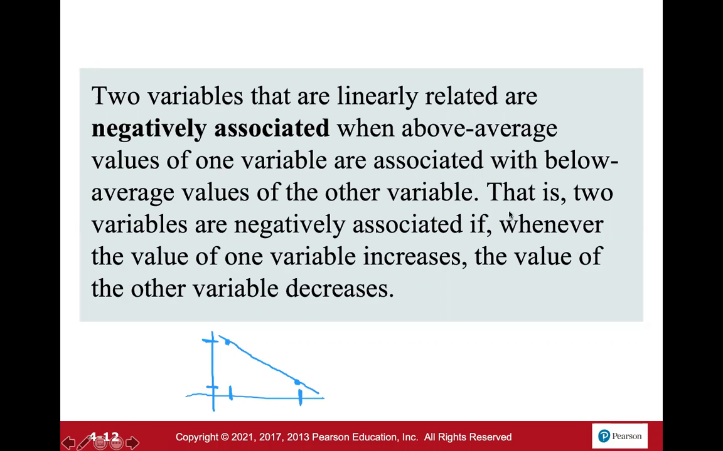The second part, that is, two variables are negatively associated if whenever the value of one variable increases, so let's say this variable increases as we move forward this way, this variable is actually decreasing. So whenever the value of one variable increases, the value of the other variable decreases, and vice versa. So if we're looking at the increase of this right here, that's moving this way, but here in our explanatory variable, it's decreasing. So everything is kind of backwards with this one.